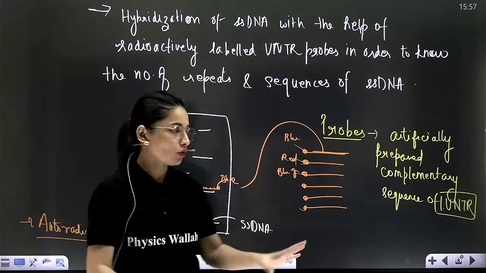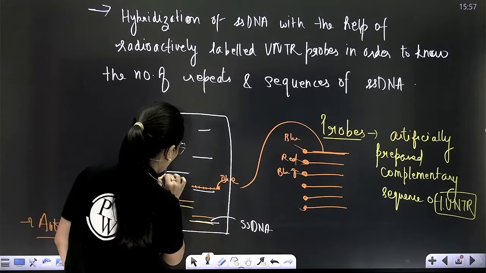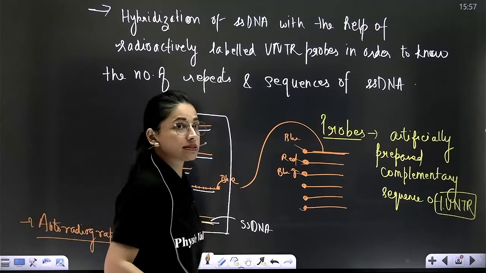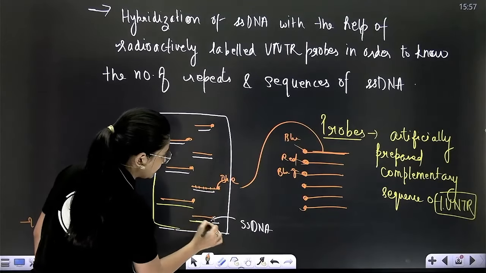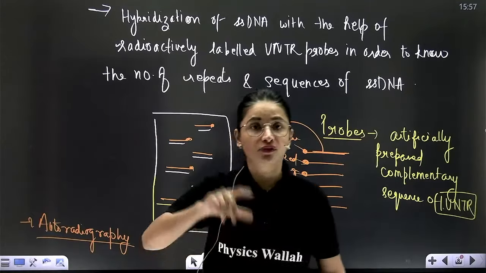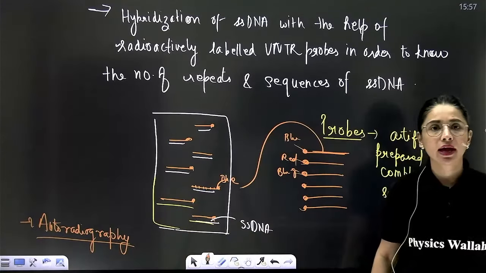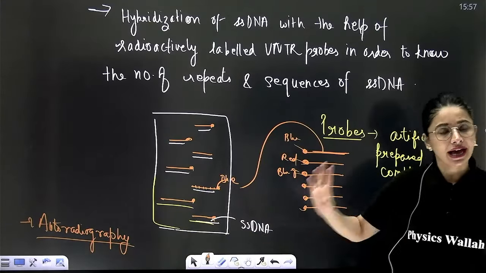Once all the probes have bound to their complementary sequences, every probe then emits light. So which light is being emitted where, you have to detect with the help of autoradiography. So, the last step is this.